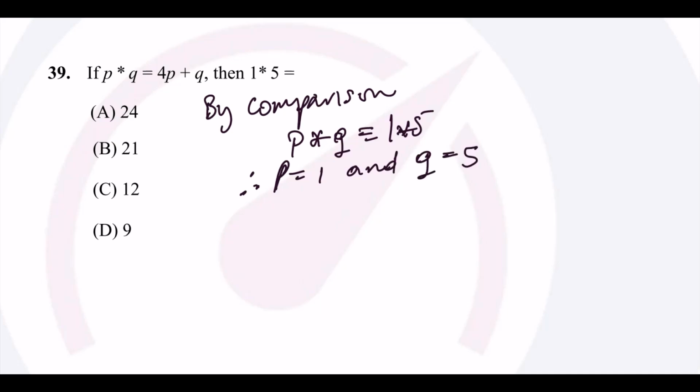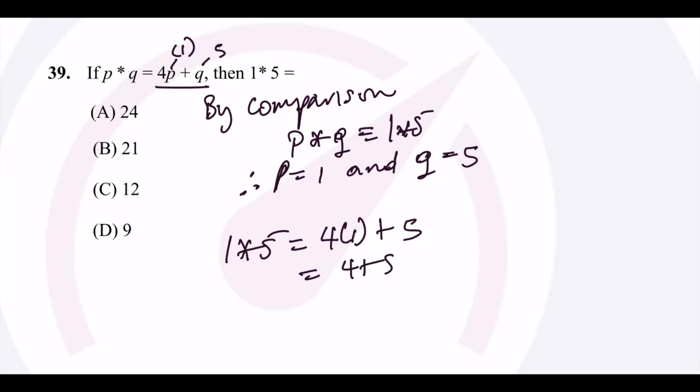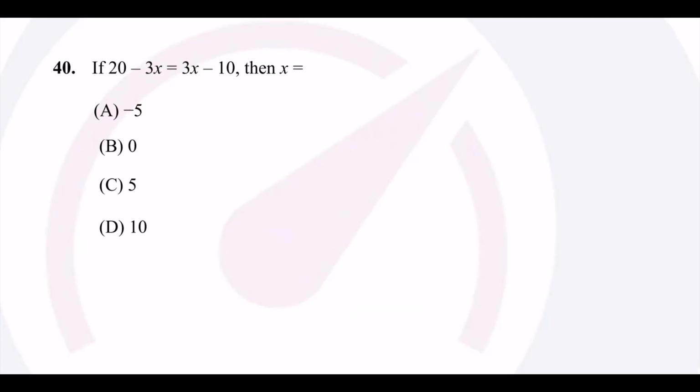Now we can go ahead and apply our basic algebraic substitution. Anywhere I see P in P star Q, I'm going to put 1, and anywhere I see Q, I'm going to put 5. So hence, we have 4 times 1 plus 5. 4 times 1 is 4, plus 5 gives us 9. So our answer is D.